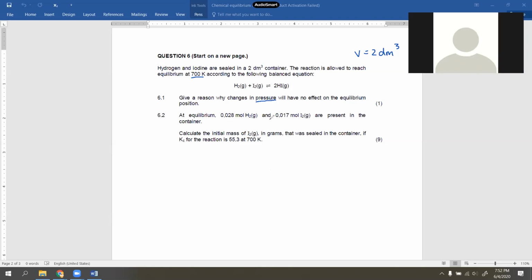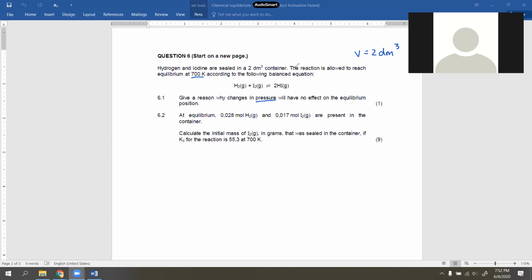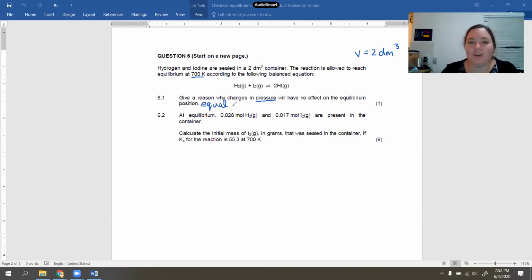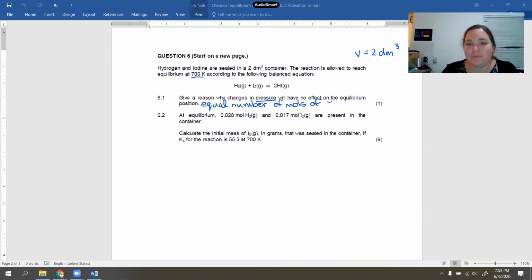Yes, Tasneem. Was that an offer? I was going to say that pressure will have no effect on the position because the number of moles of gas is 2 on this side and 2 on that side. So good. Because there is an equal number of moles of gas in the starting materials and products, on both sides.